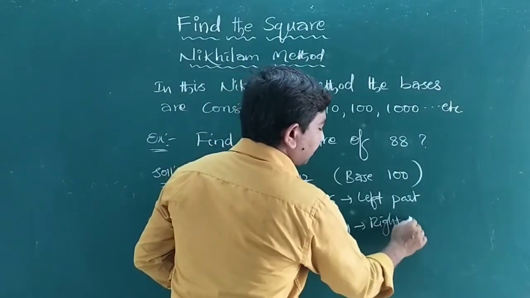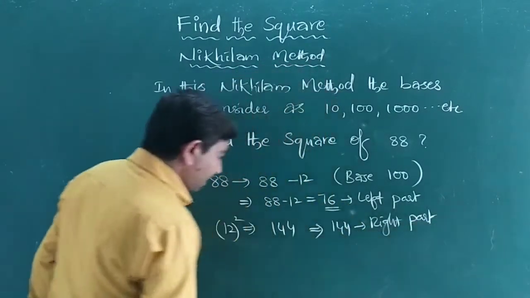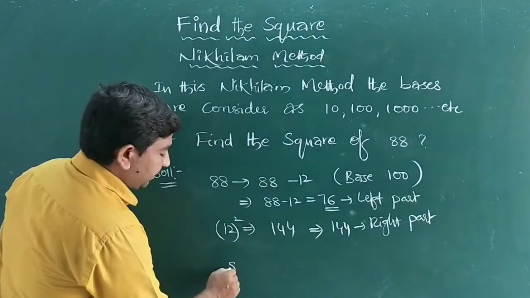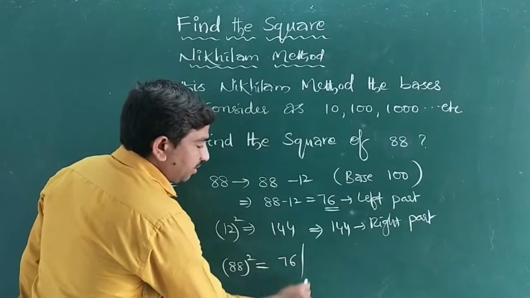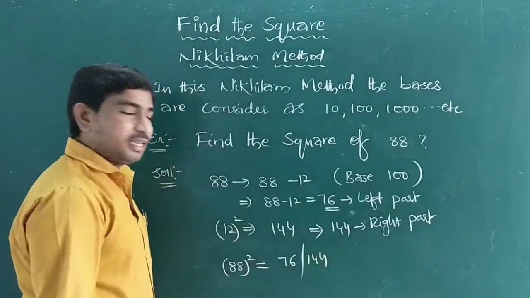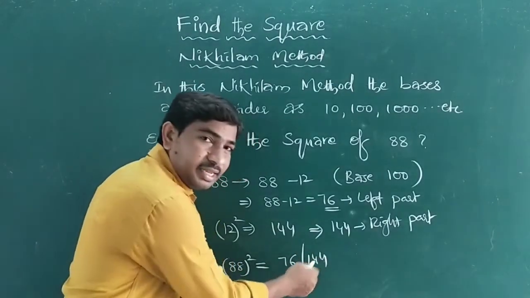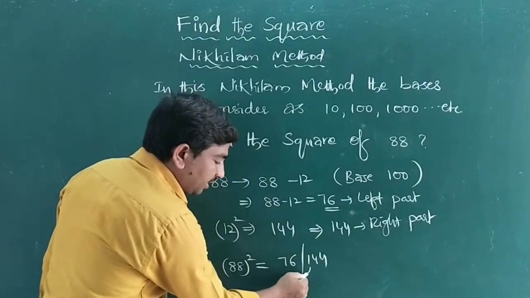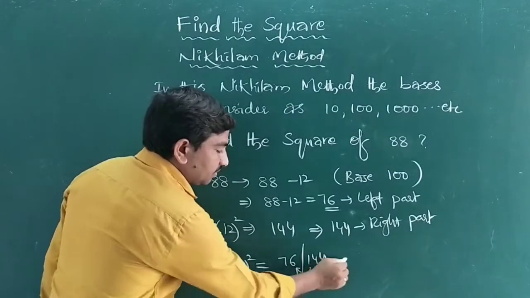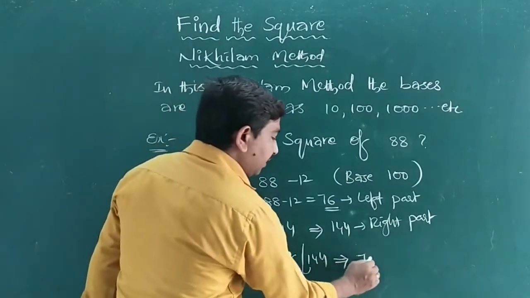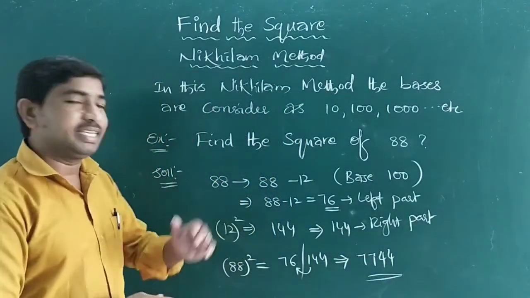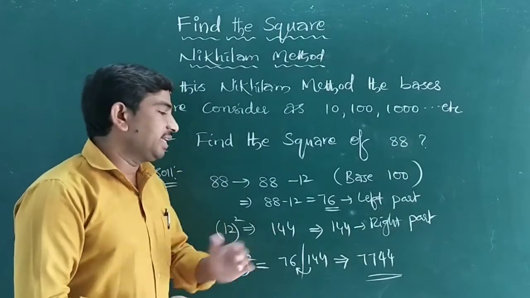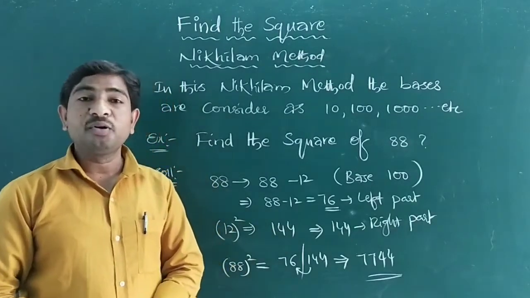So the final answer is, what is that? 88 whole square is equal to 76 and 144. See here, to get only 2 digits in the right part, we need to add this 1 to this 6. The final answer is 7744. This is the square of 88. Okay, I hope you understand.